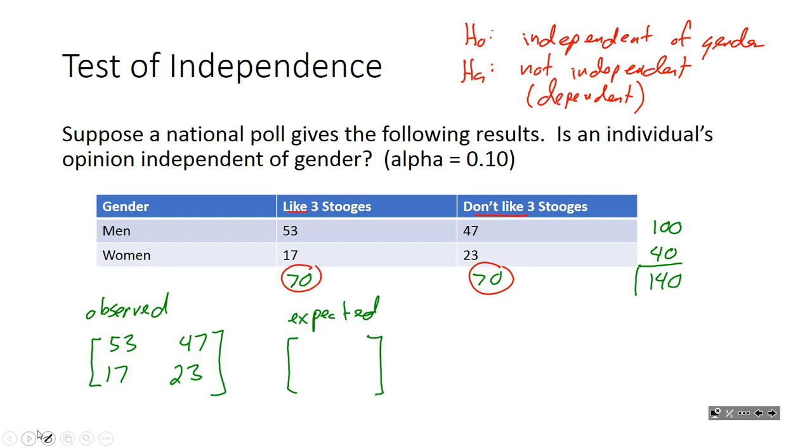Okay, back to getting these values now for the expected matrix. Well, if it makes no difference whether you're a man or a woman, then half the men should like the Three Stooges and half of them should not like the Three Stooges. There are a total of 100 men, so that would be a 50 and a 50. Now for women, there were 40 women total. Half the people in the overall survey liked the Three Stooges, so half the women would be 20, would like them, and half of them would not like the Three Stooges. So this is our expected matrix. And we're ready to go start doing some work in the calculator.